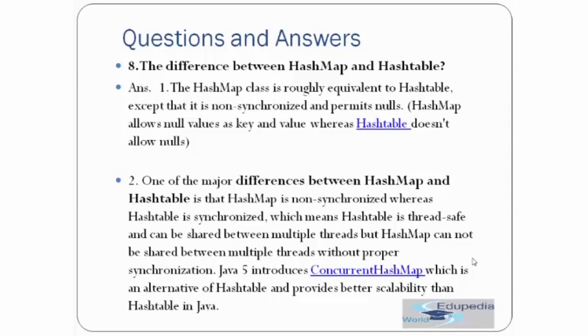Now another major difference between HashMap and Hashtable is that HashMap is non-synchronized whereas Hashtable is synchronized. That automatically means that Hashtable is thread safe, so it can be shared between multiple threads, but HashMap cannot be shared between multiple threads without proper synchronization. But Java 5 introduced a new collection, ConcurrentHashMap, which is an alternative to Hashtable, and it also provides better scalability than Hashtable. We can use ConcurrentHashMap as a substitute for Hashtable.